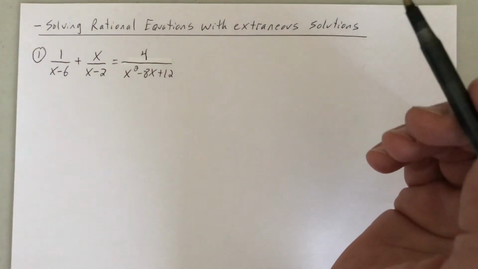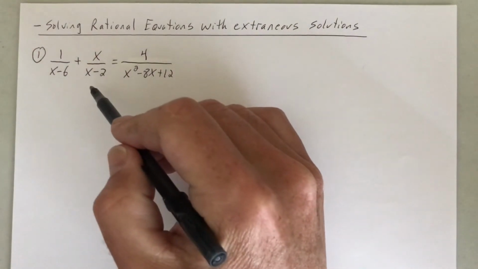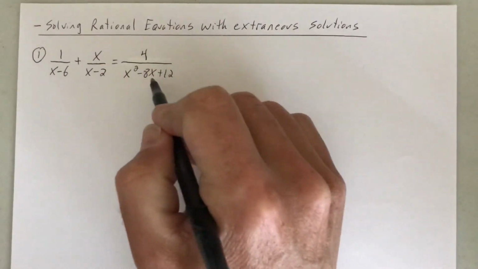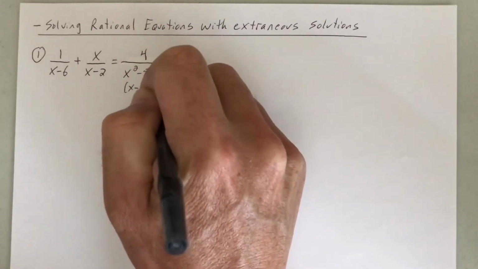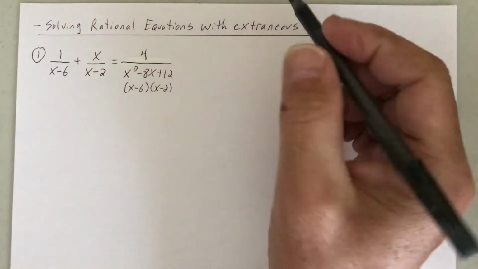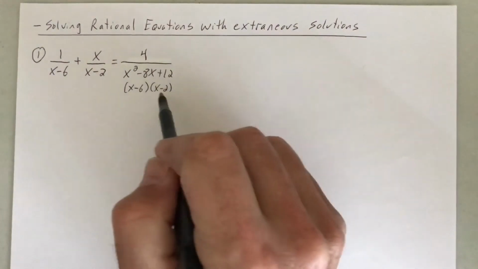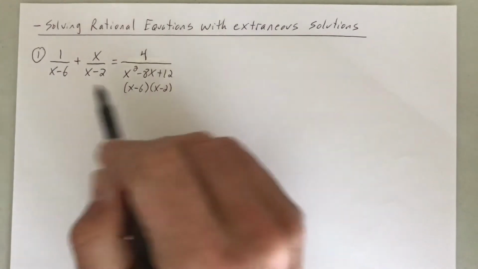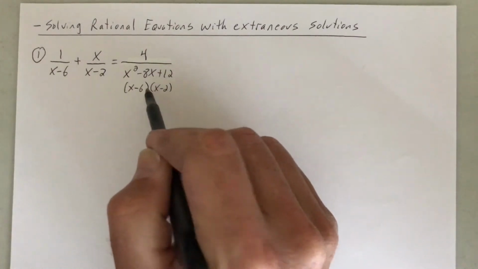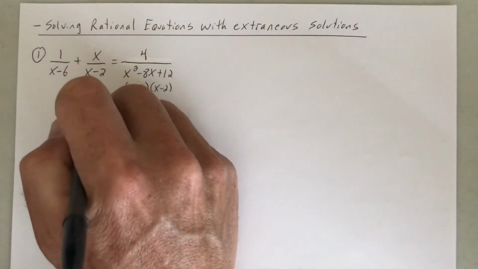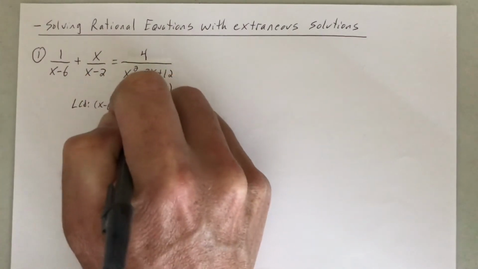And the first thing that we want to do is factor all of the denominators if possible. So here you got x minus 6 and x minus 2, nothing we can do there. But then we have this trinomial, which we can factor, and it factors to x minus 6 times x minus 2. So now what we need to do is find our least common denominator. Well, here you got x minus 6 times x minus 2. Here you already have an x minus 6. Here you already have an x minus 2. So this right here is going to be our least common denominator, which is x minus 6 times x minus 2.